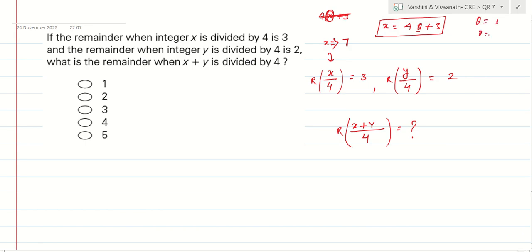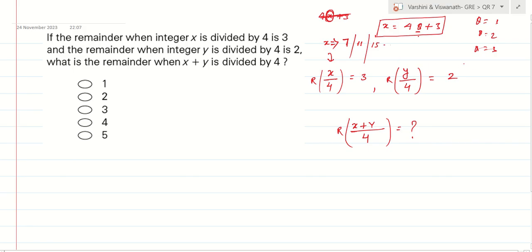1, 2, 3. So this is 7. I can say also if q equals 2, how much will we get? 11. Also possible, 11, no? Correct? If q equals 3, I get 15. Also possible, 15 and so on. What about here? Tell me.